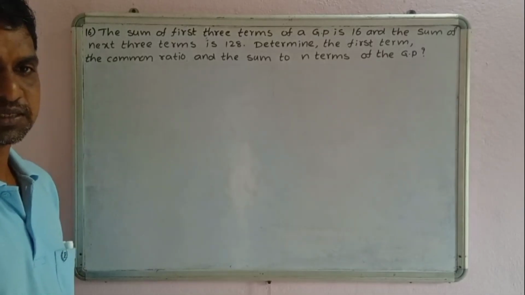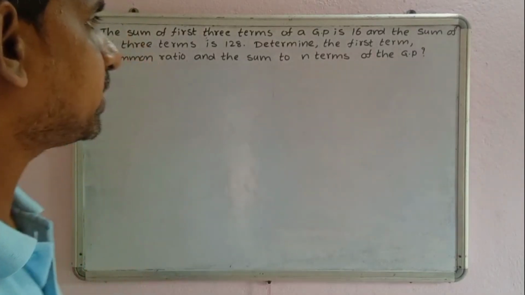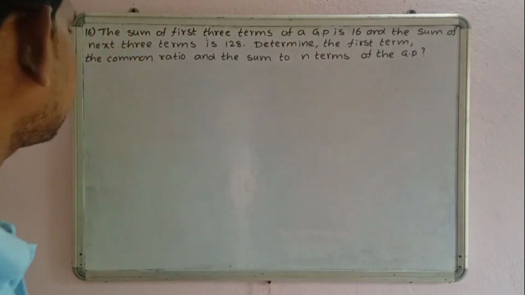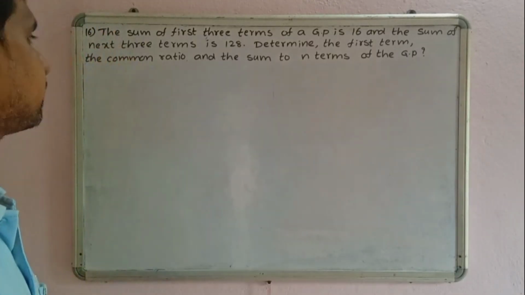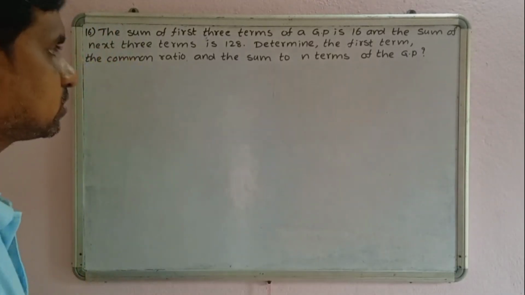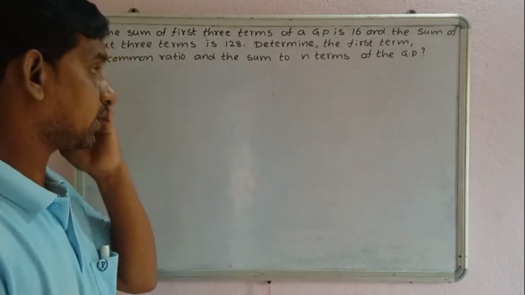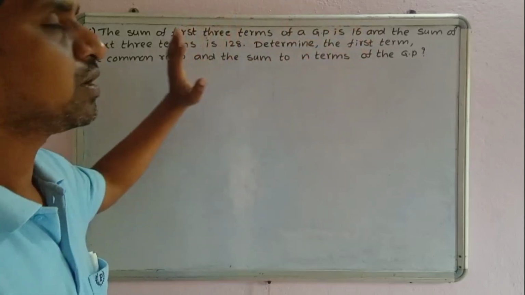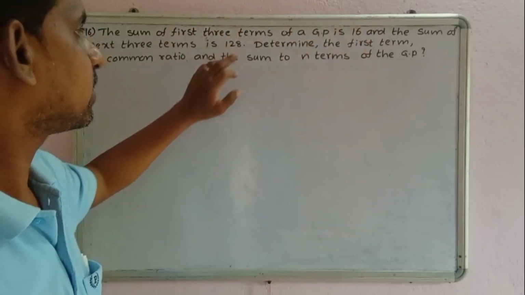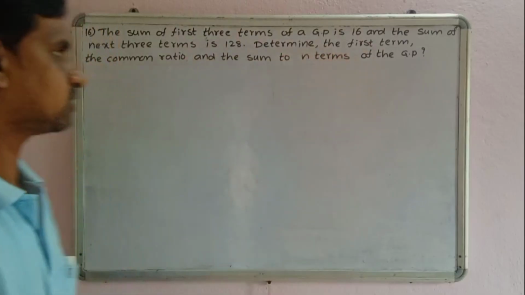See the problem number 16. The sum of the first 3 terms of a GP is 16 and the sum of the next 3 terms is 128. Determine the first term, the common ratio and the sum of n terms of the GP. In the GP, the first 3 terms sum to 16, and the next 3 terms, terms 4, 5, 6, sum to 128. We need to find the first term, the common ratio, and the sum of n terms.